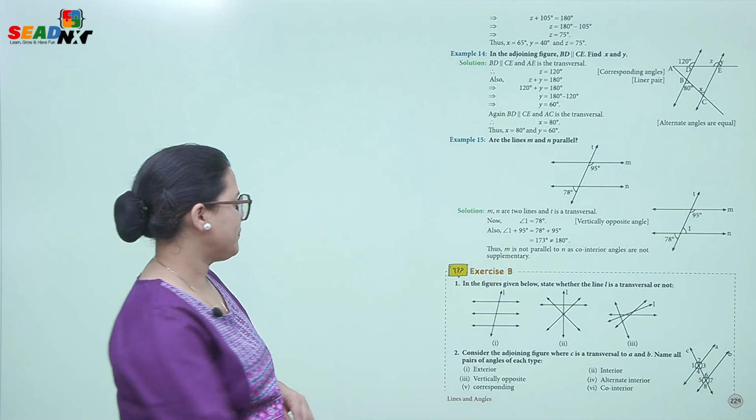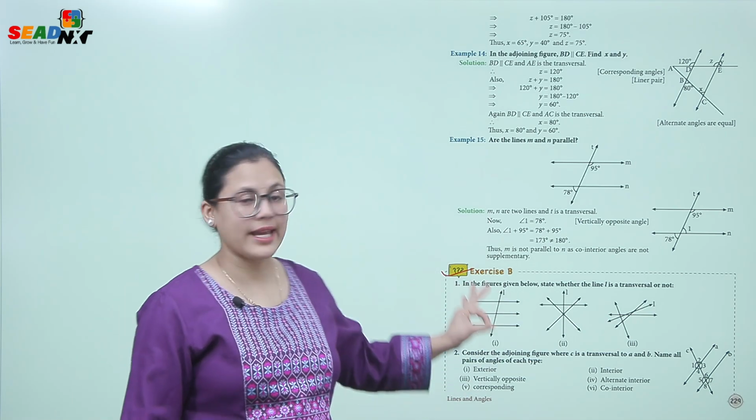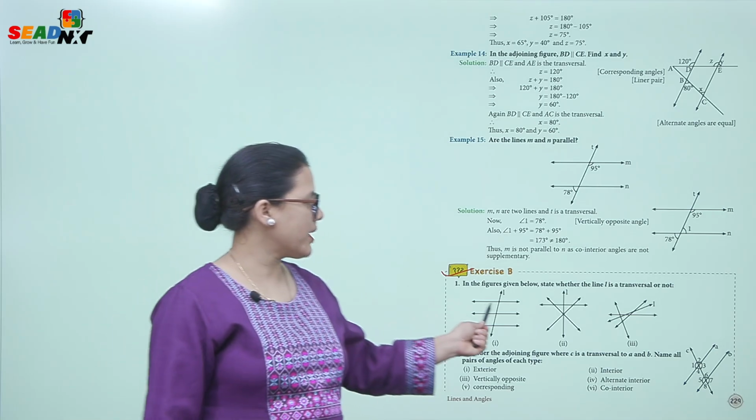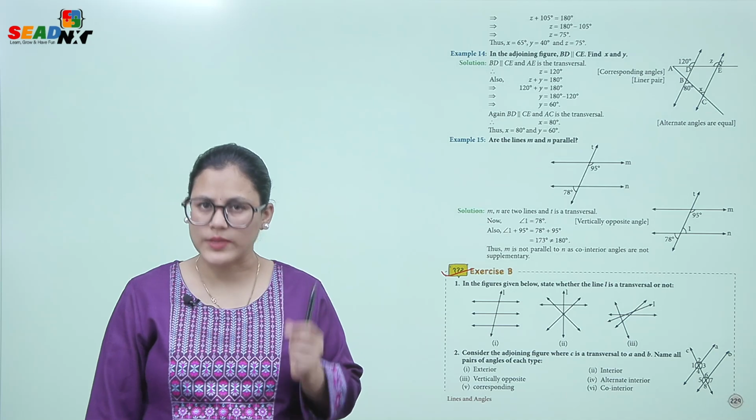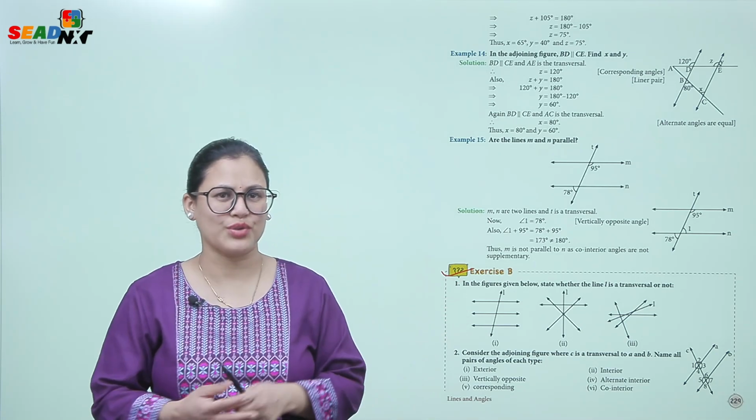Exercise B. In the figures given below, state whether the line L is a transversal or not. So see, in these figures a line L is given and you have to tell whether this line is a transversal or not. So this is very easy. You can do it.